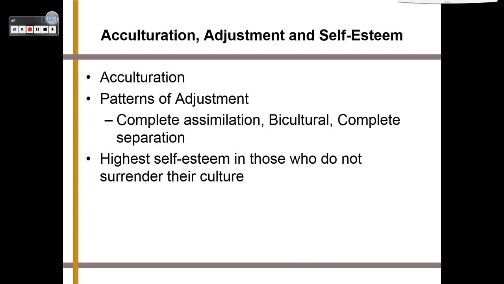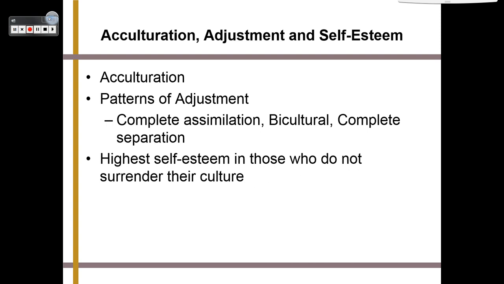Complete assimilation is when you have someone that completely gives up their old culture, whatever they originally came from, and completely embraces their new culture. Bicultural is when this person both holds on to their old home country's culture, but they also embrace their new culture. And then we have complete separation, where you're in this new region, but instead of embracing the new aspects of this community, you instead hold on with a death grip to your old culture. And so you hold on to all of your old values and refuse to adapt to this new situation.